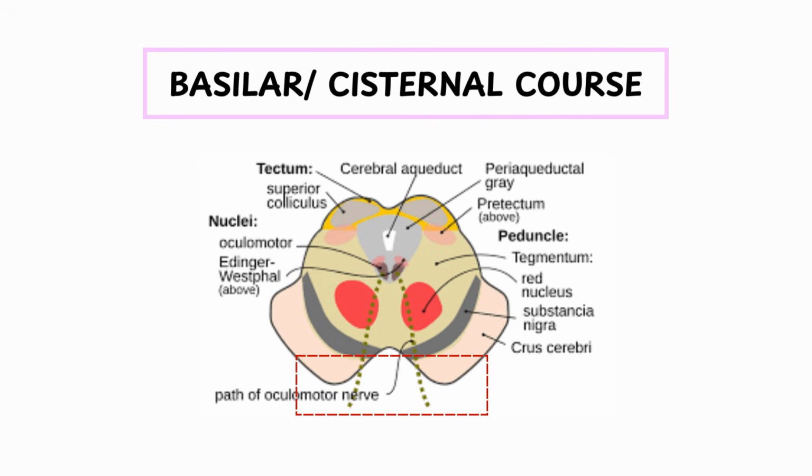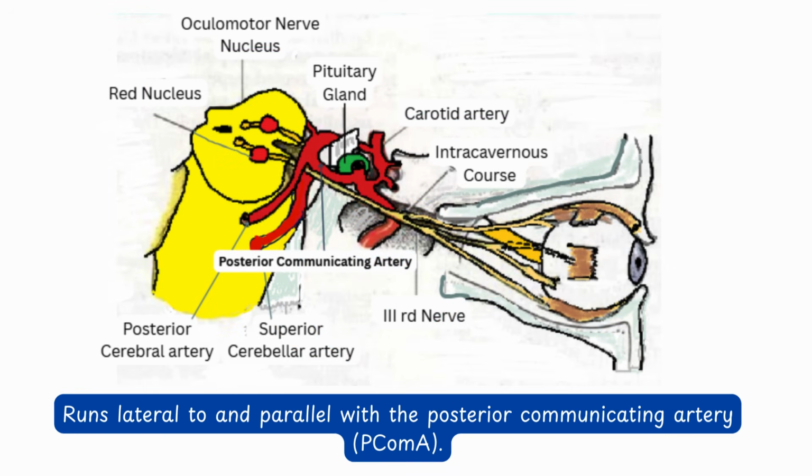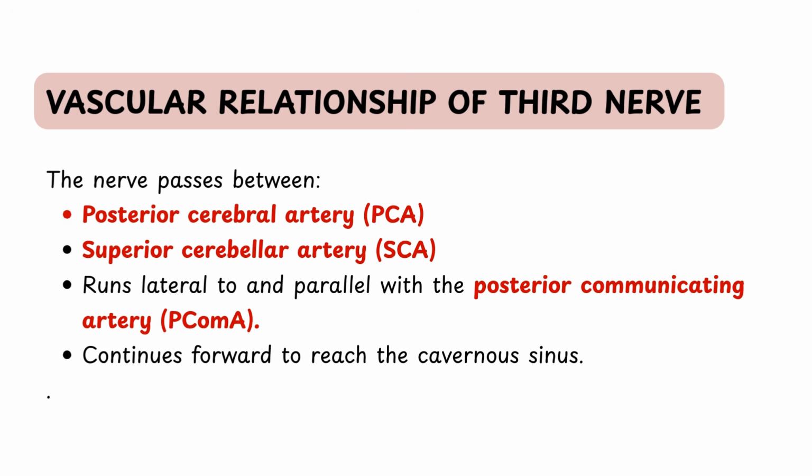Now let's talk about the basilar or the cisternal course of the third nerve. After the nerve comes out through the interpeduncular fossa, it enters the basal cistern, and this is known as the basilar or the cisternal course of the third nerve. Here it has some very important relationships. As you can see, it emerges between the posterior cerebral artery and the superior cerebellar artery. And as it comes out between these two vessels, it also travels parallel to the posterior communicating artery and then continues forward until it reaches the cavernous sinus for its intra-cavernous course.